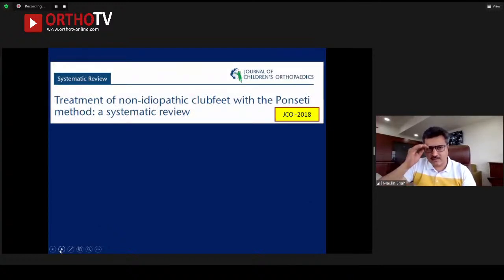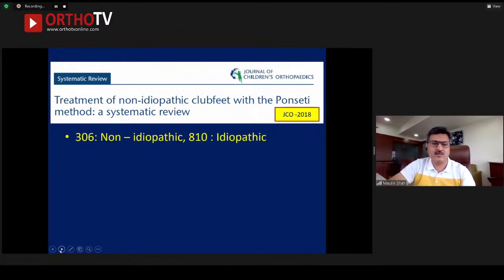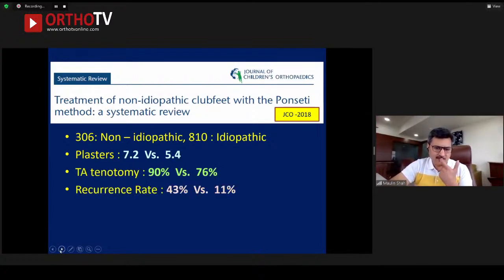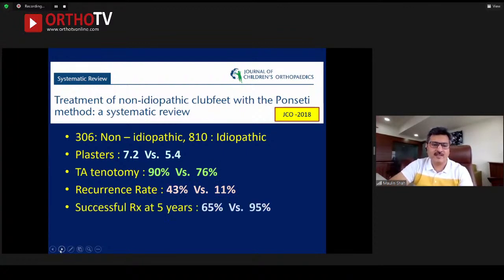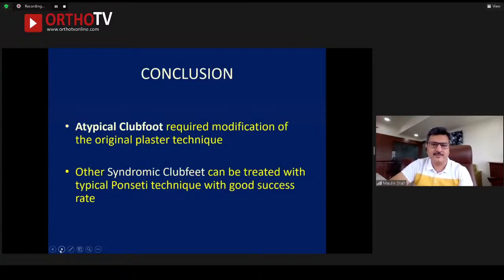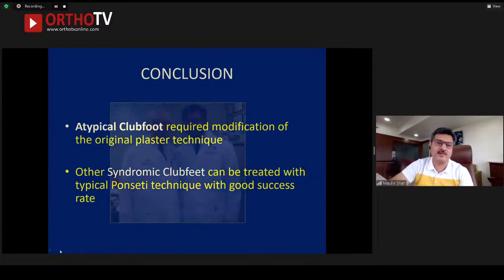To all the readers, all young surgeons, this is a nice systematic review, which is a summary of non-idiopathic Clubfeet, which involved 1,100 patients. And in all non-idiopathic Clubfeet, the number of plasters is more. The need for tenotomy is more, over 90%, and there is a very high recurrence rate of 43%. And the success rate is a little lower, now it's 65% compared to 95% in idiopathic ones. So atypical Clubfoot needs a little modification of the plaster technique. In the rest of the other non-idiopathic cases, the technique is the same with outcome differences.